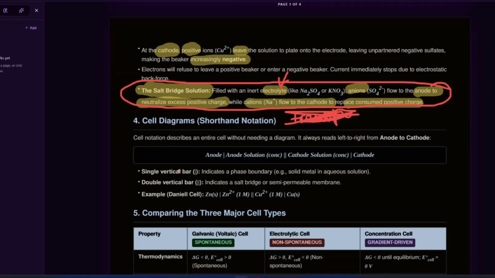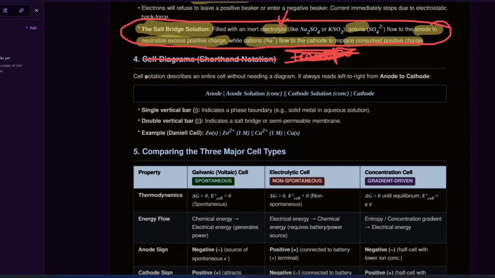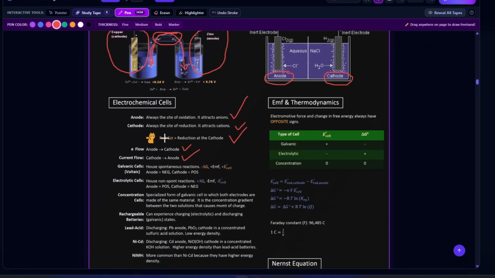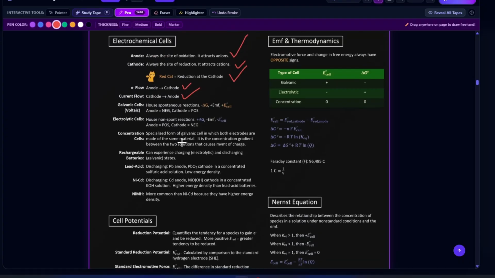So, cell diagrams. Cell notation describes an entire cell without needing a diagram. So this is a cell notation. It always reads left to right, anode to cathode. So this is the notation that you use. I don't know if it's on the review over here. It's not even on here.